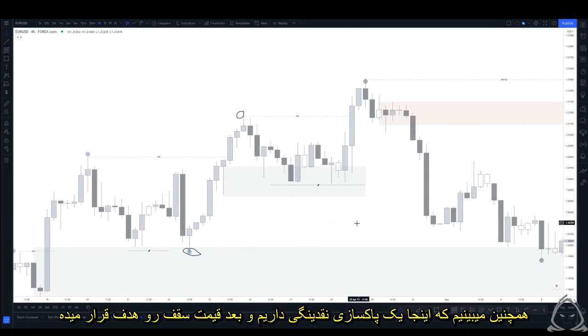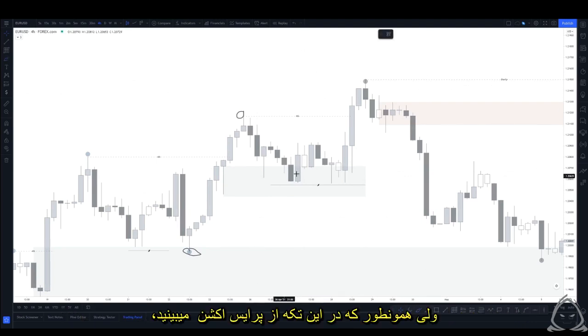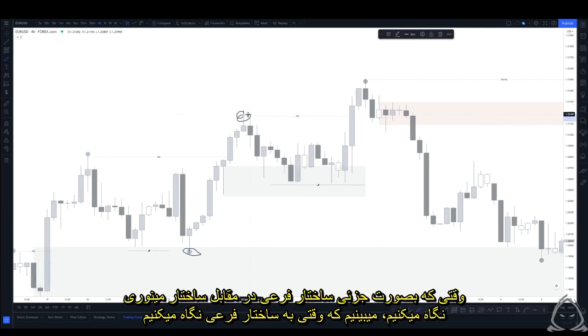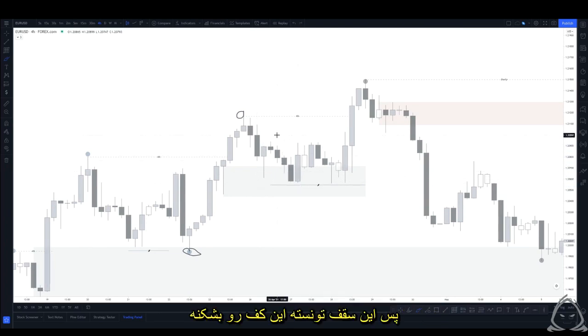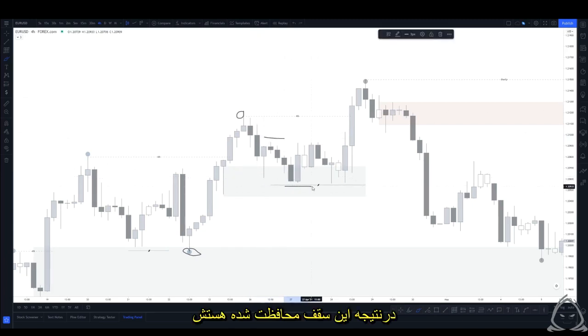We can also see that we do have a sweep of liquidity here, and price then runs to target the high. But as we can see in this little bit of price action, when we're looking at it from a granular substructure versus minor structure, and this is why it's so important to pair the two together, we're creating a lower low, a lower low, a lower high. So this high was successful in taking out this low. Therefore, this high should be protected and this low should be targeted.